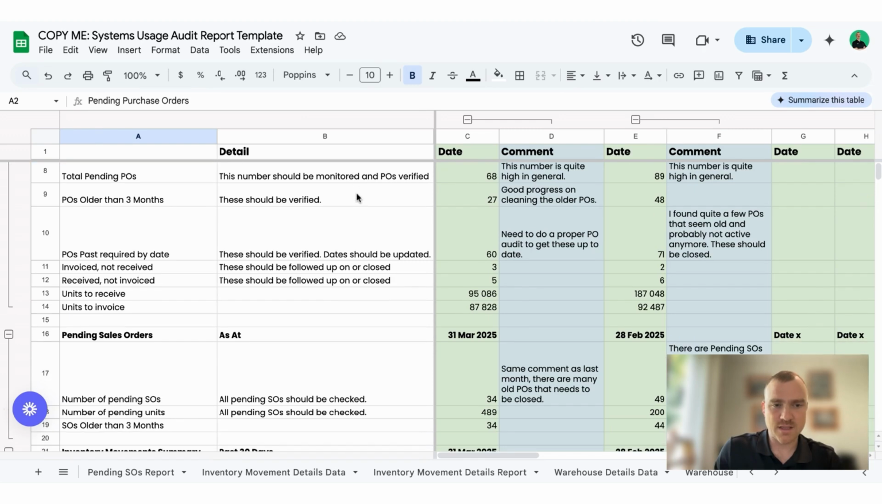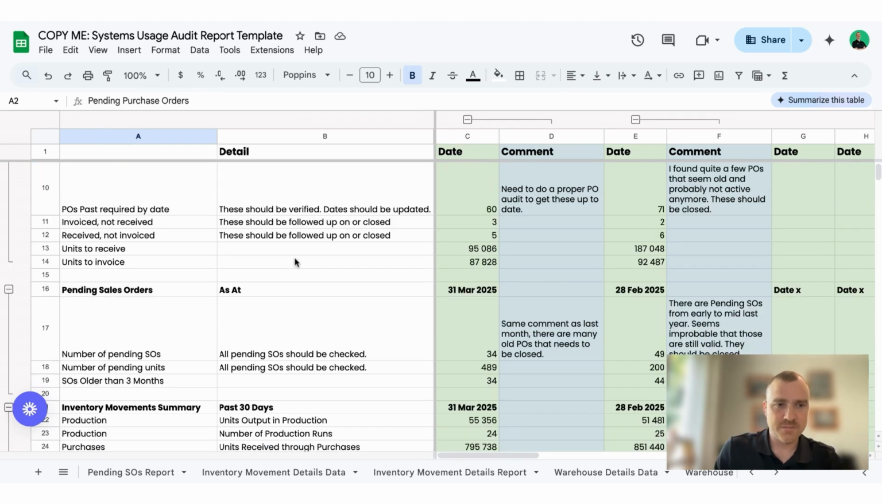Let's look at the sales orders. So we have the same kind of idea here on the sales orders. We've got the number of pending sales orders, and that's just to make sure that we don't have open sales orders sitting there, allocating our stock for no reason, because that could also influence our purchasing decisions if we've got a lot of sales orders allocating stock and bringing down the availability of our stock.